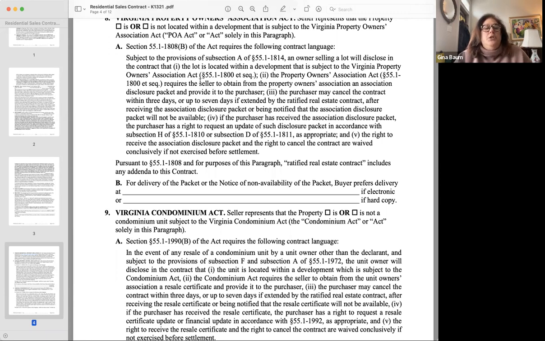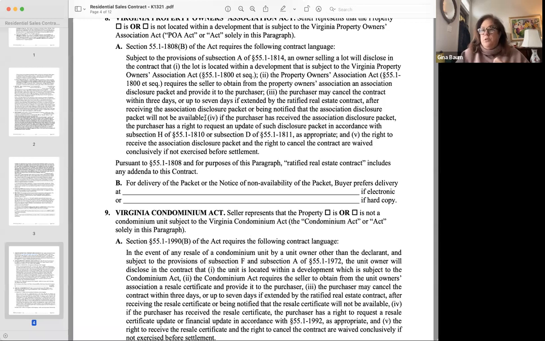The Property Owners Association Act requires the seller to obtain from the Property Owners Association an association disclosure packet and provide it to the purchaser. So if there's a homeowners association, the seller is going to have to get a packet and deliver it to the buyer. The purchaser may cancel the contract within 3 days, or up to 7 days if extended by ratified real estate contract, after receiving the disclosure packet or being notified that the association disclosure packet is not available.